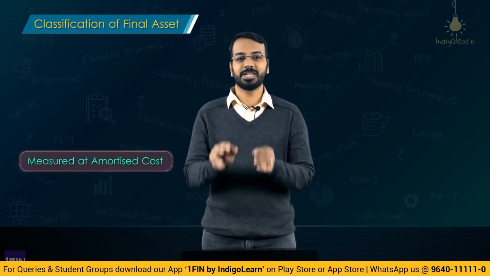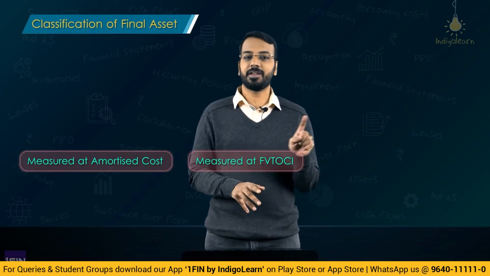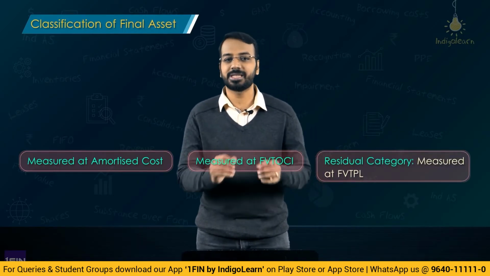Now, we have understood the classification of financial assets, and we have understood 3 categories: measured at amortized cost, fair value through other comprehensive income, and fair value through P&L. Now, there are 2 exceptions that we need to understand.